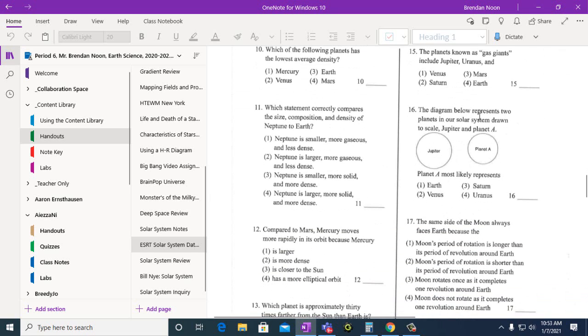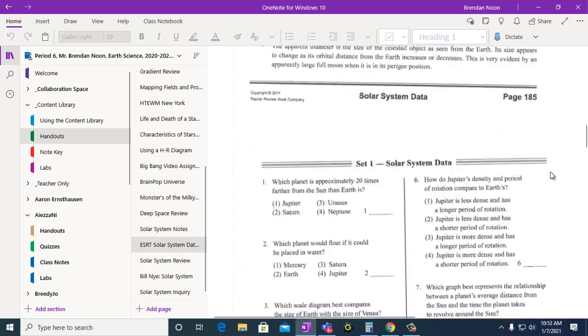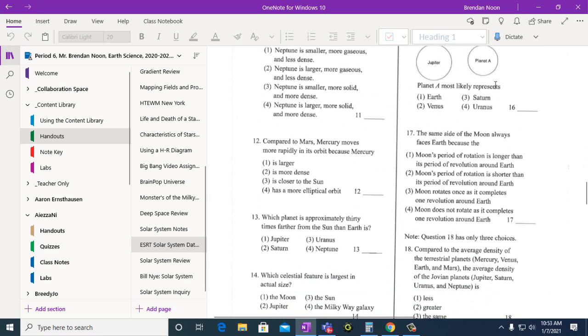The diagram below represents two planets in our solar system drawn to scale, Jupiter and Planet A. Planet A would be, let's see, what is only a little bit smaller than Jupiter? We come up here, and we have the density of Jupiter, and you could see that Saturn is just a little bit smaller than Jupiter. Uranus is like a third the size of Jupiter, and so is Neptune. And then these things are little tiny things. So Saturn would be that planet A, if that's to scale.